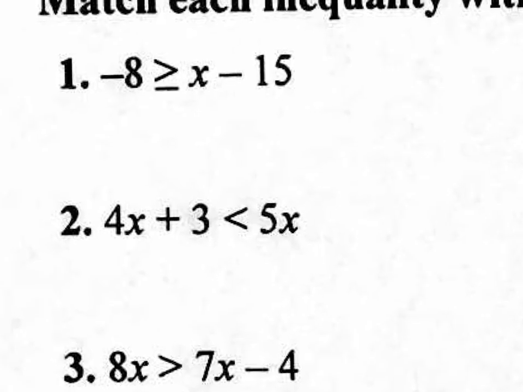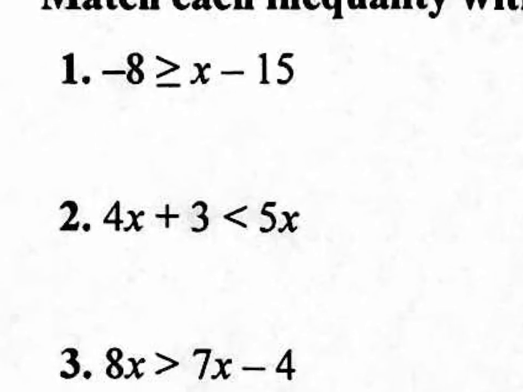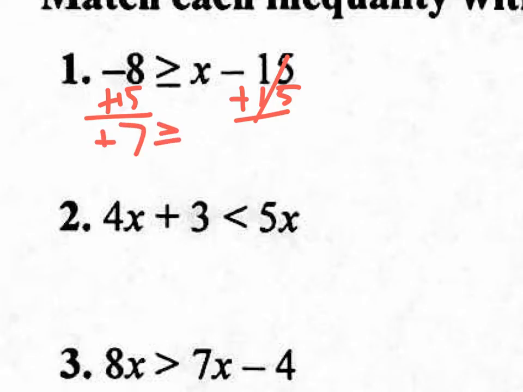Let's zoom in here. Number one, you want to get x by itself. And probably number one is the most confusing type of question on this assignment. So you want to get x by itself. What are you going to do? Add 15. Cancels. Add 15. I end up with what on the left side? Positive 7 is greater than or equal to x.